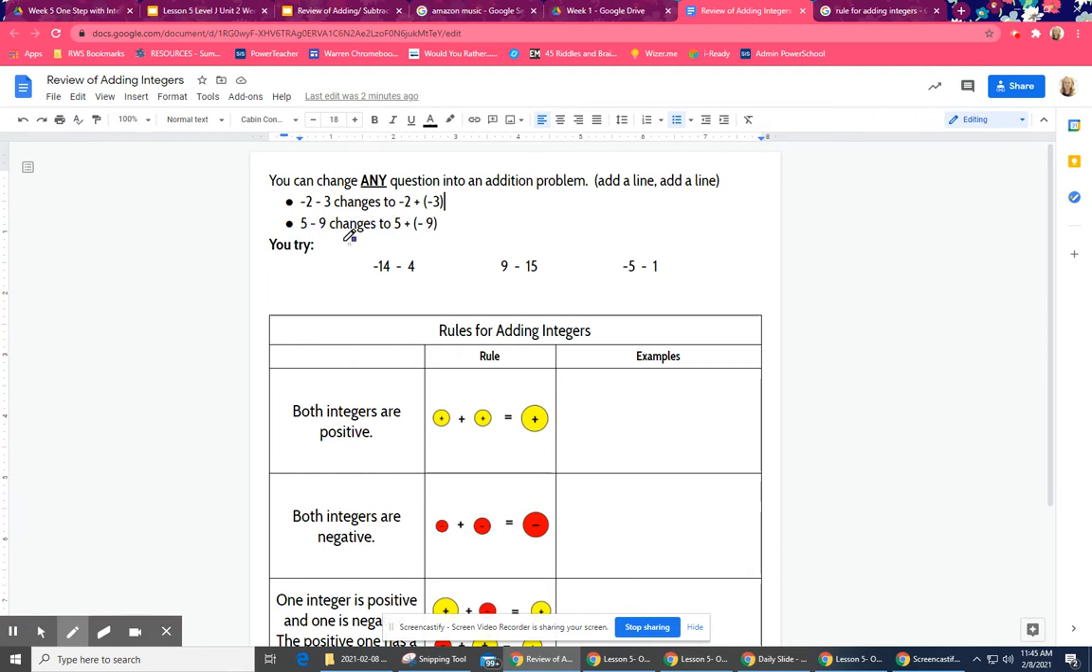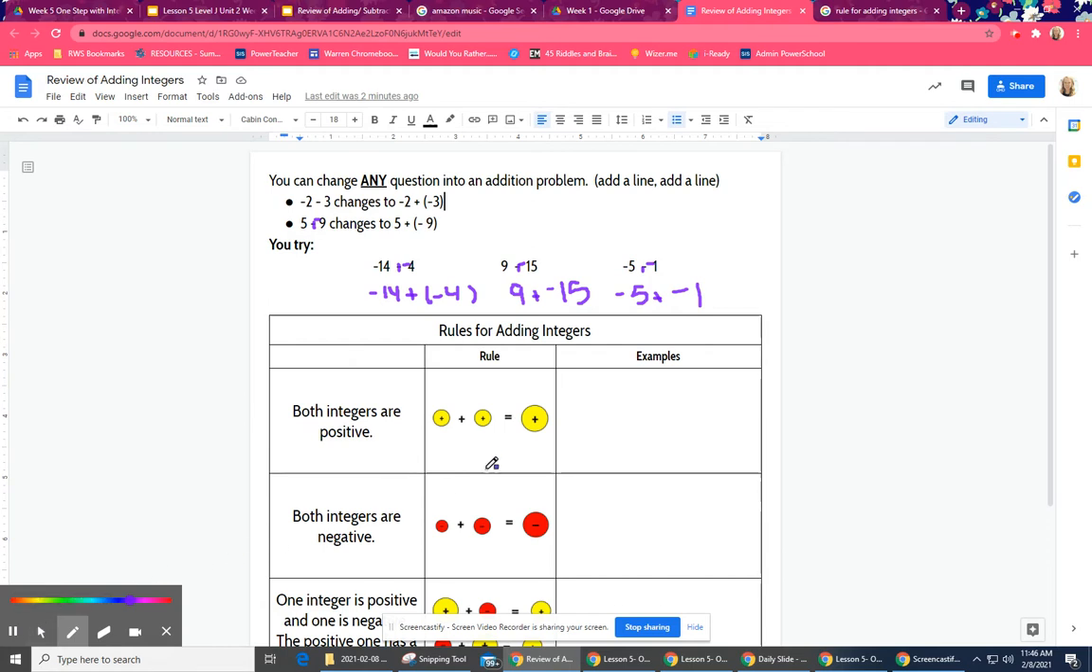And the add a line means this. You add a line through the plus sign, or through the subtraction sign, I guess, making it a plus sign. Then you add a line to the next digit. Let's practice. So -14 minus 4, you can add a line, and then it becomes -14 plus -4. And then if you do that, then you can apply the addition rules. Add a line, 9 plus -15. Add a line, -5 plus -1. So that's what add a line means.